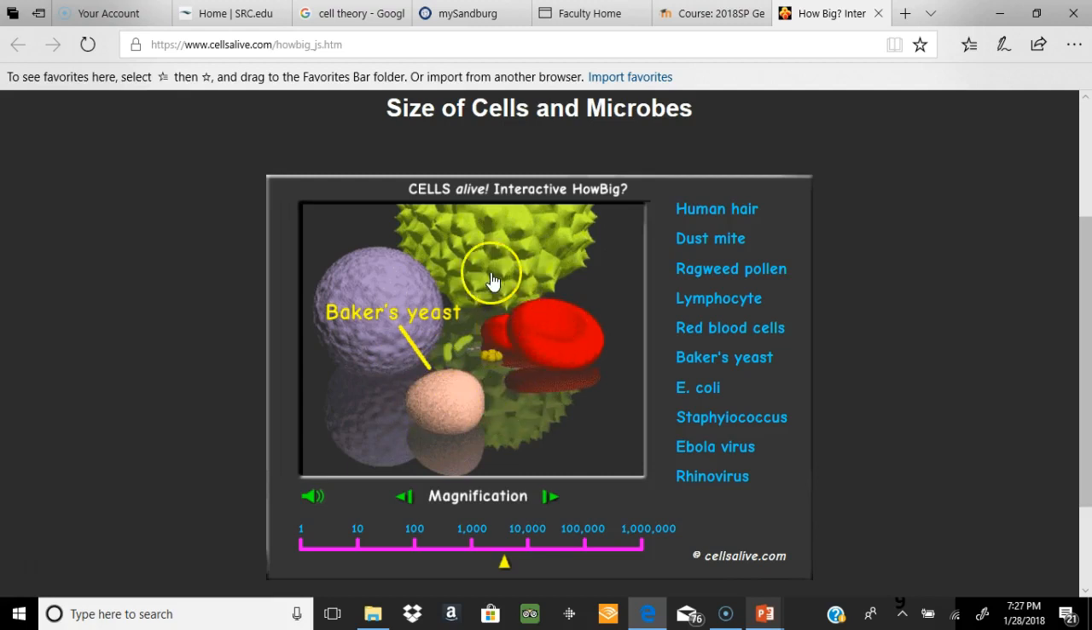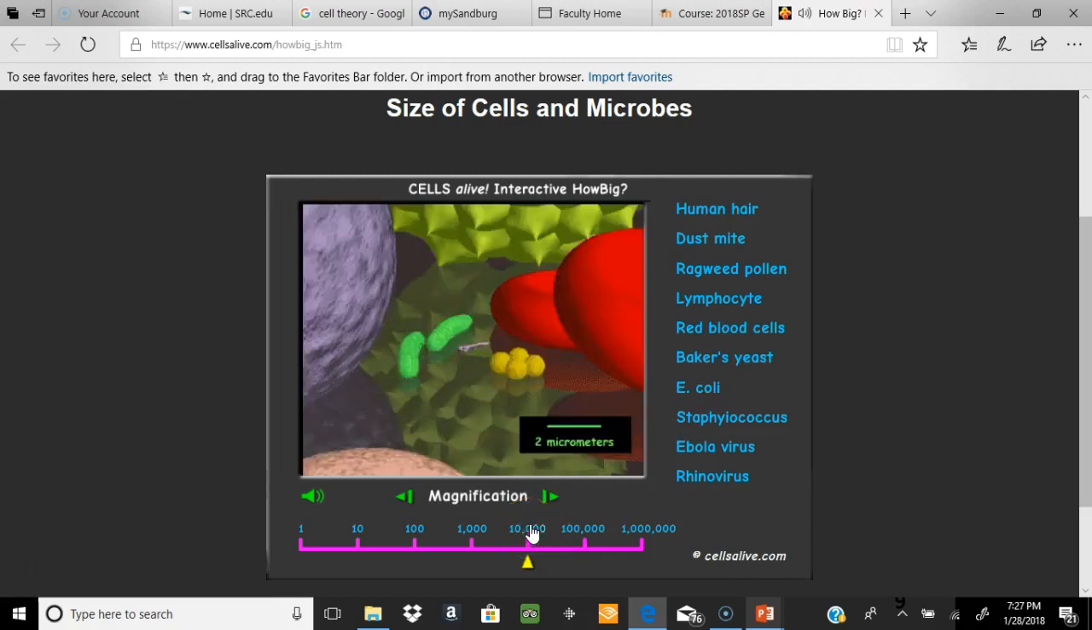So here we've had eukaryotic structures all around. Plant, human or animal, I can say, and fungi. So let's get a little smaller. Let's get a little closer.